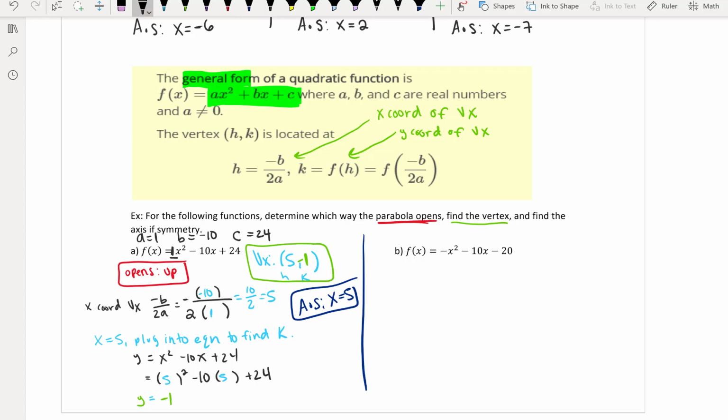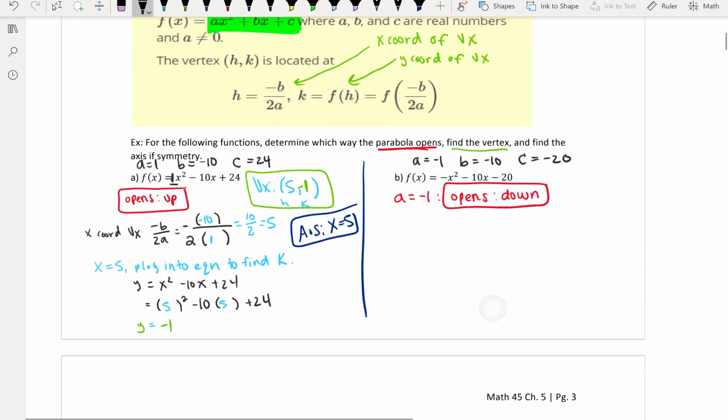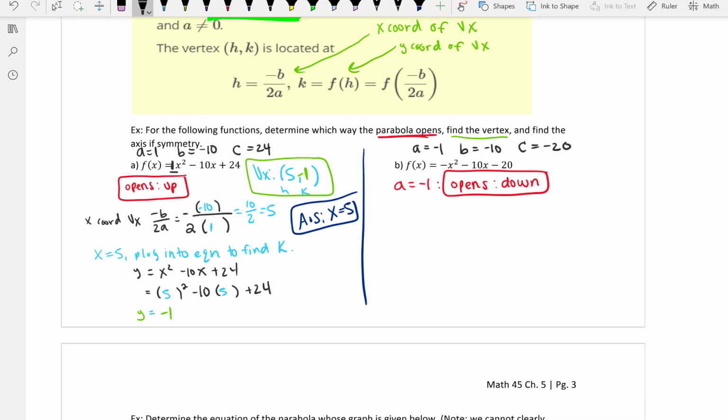Okay, we're going to do the exact same thing for part B. So here I have my a value is -1, my b value is -10, and my c value is negative 20. Because the a value is negative 1, that tells me that it's going to open down. Okay, because it was negative. Perfect. Now we are going to find the x coordinate of the vertex.